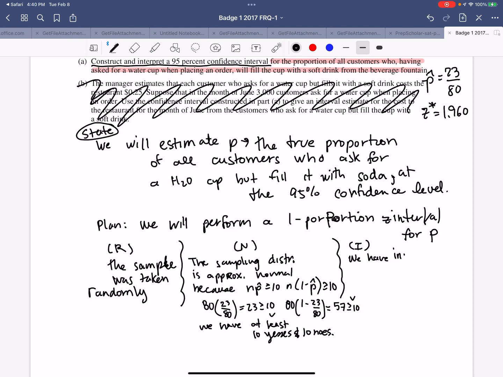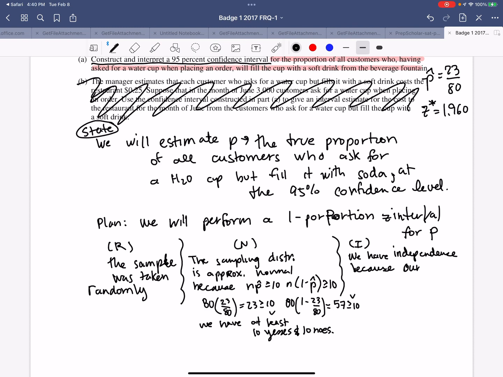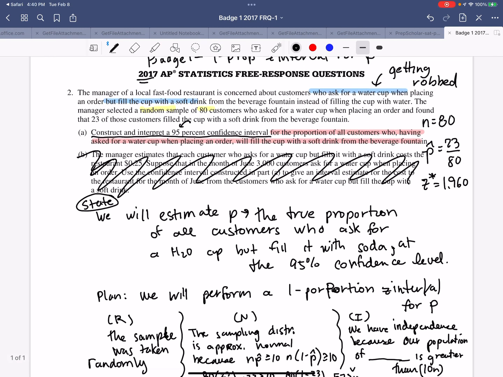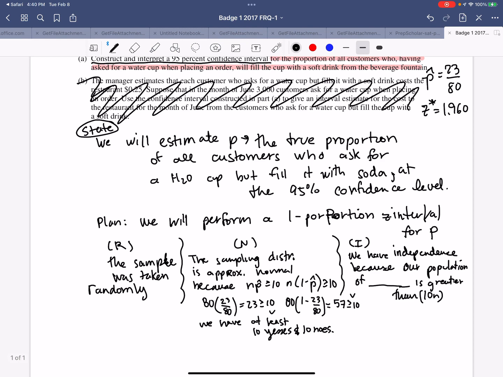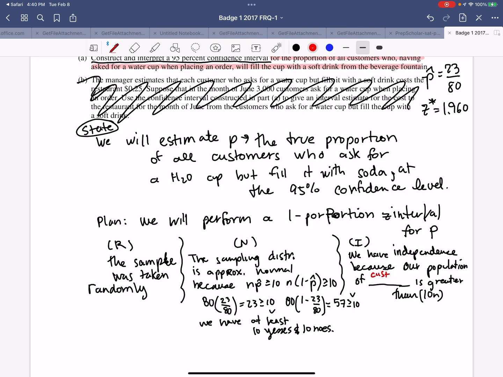We have independence because our population of blank is greater than 10n. Okay, and then we have to fill in our information. We have to fill in what our population is. Customers at this restaurant, right?